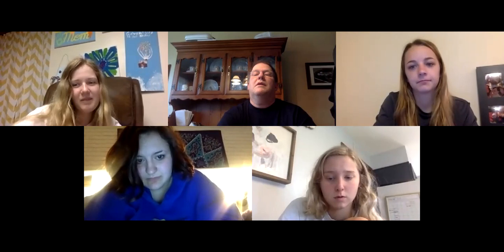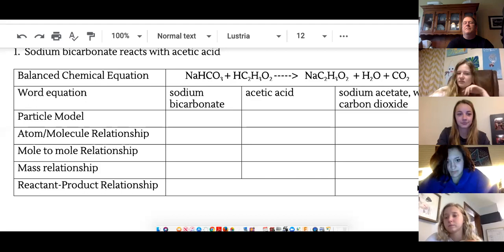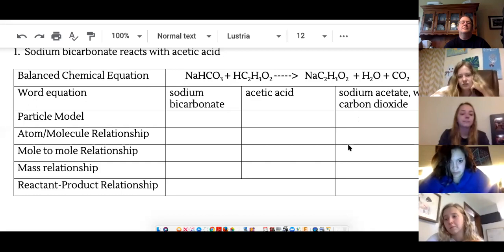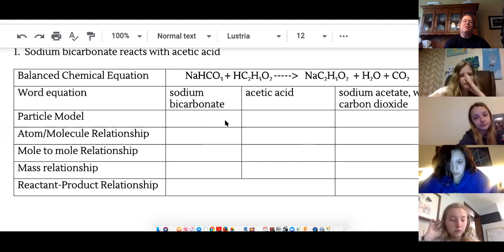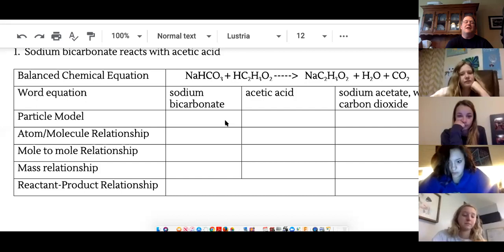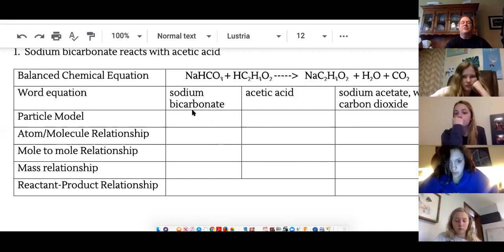Okay. I'll share my screen here, make sure you guys have that one correct. Okay, that next line, the particle model, this would be much easier if it was on paper. You could just draw little circles. Don't worry about the particle model too much. I'm not going to have you make circles on this, so we'll skip that line. And that goes for the rest of your assignment. You can take that particle model and just ignore it.